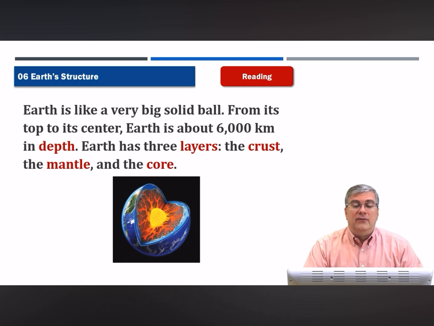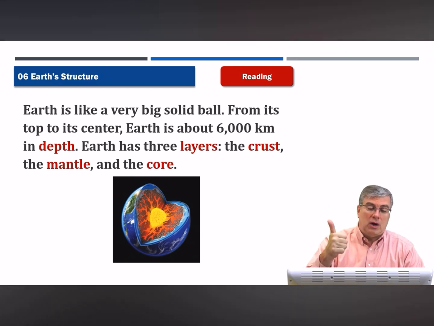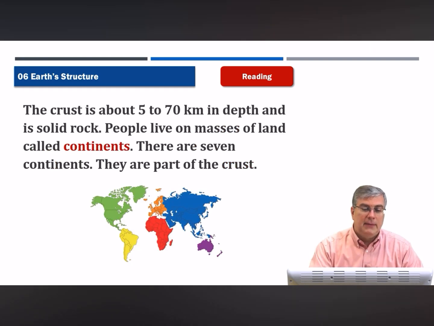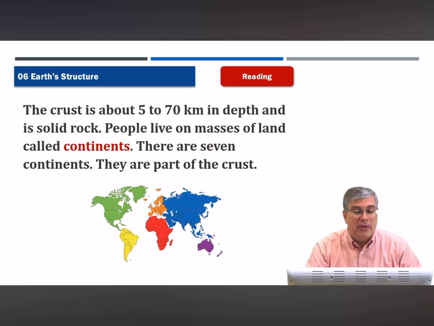Earth is like a very big solid ball. From its top to its center, Earth is about 6,000 kilometers in depth. Earth has 3 layers: the crust, the mantle, and the core. The crust is about 5 to 70 kilometers in depth and is solid rock. People live on masses of land called continents. There are 7 continents. They are part of the crust.